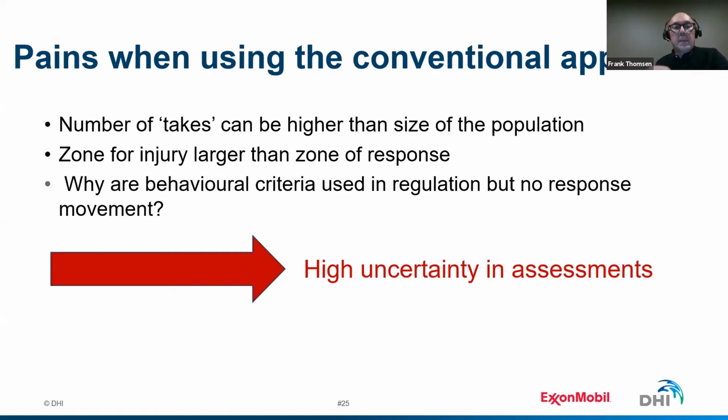If you don't include response movement, the zone for injury can be larger than the zone of response. And then it seems to be strange that we are using behavioral criteria in regulation, but we don't use response movement in the impact assessment. So all that, in my view, leads to a very high uncertainty in the impact assessments. And we have to do something about that.